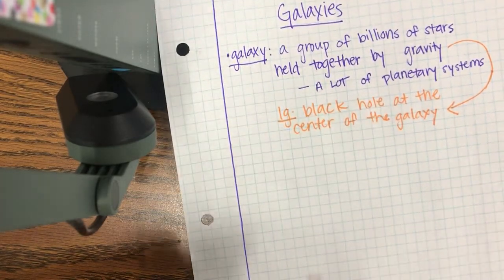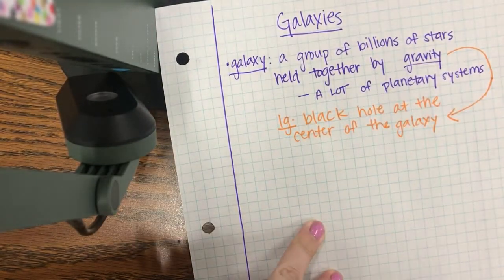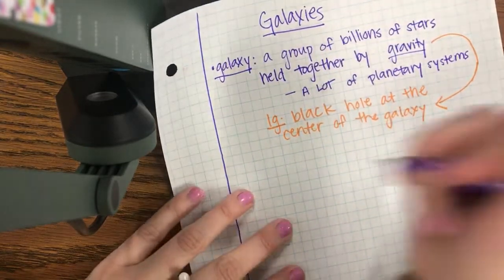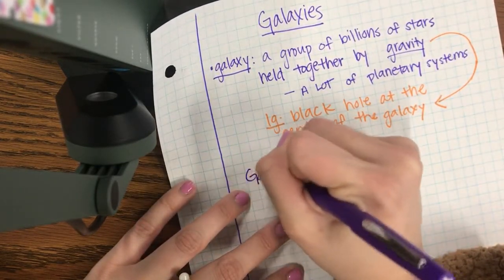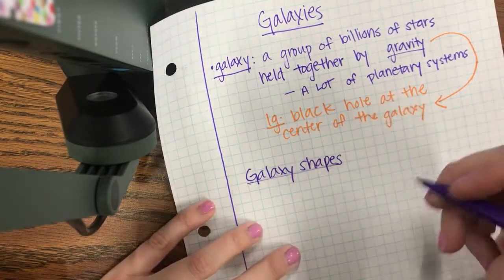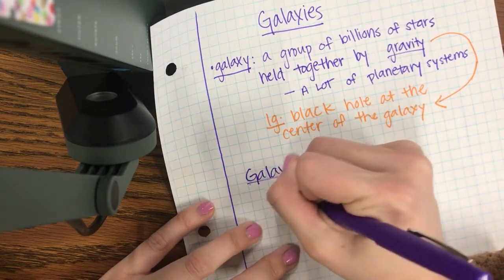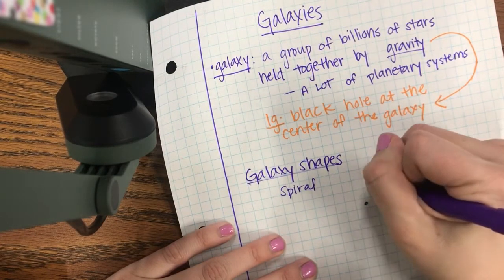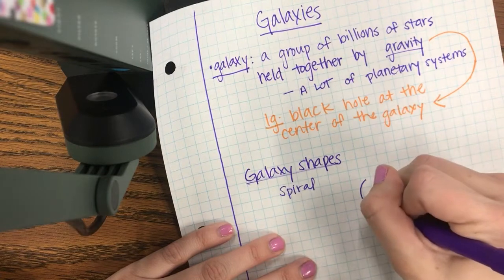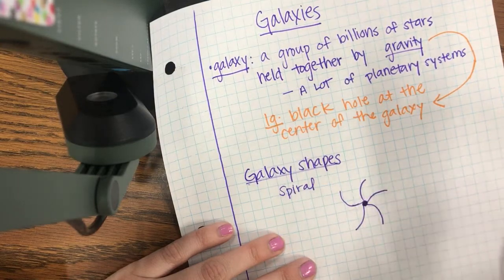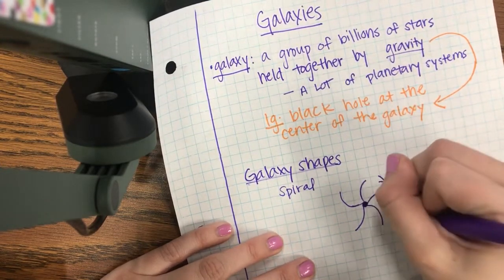All right, so we have multiple different types of galaxies. So we're gonna look at galaxy shapes, now that we know what a galaxy is. So we're gonna have a spiral, which is going to be pulling stars in. And in the center, there's usually a black hole, and it's usually also rotating.